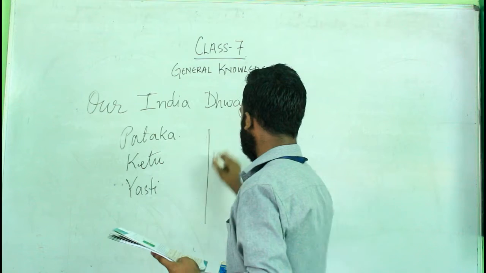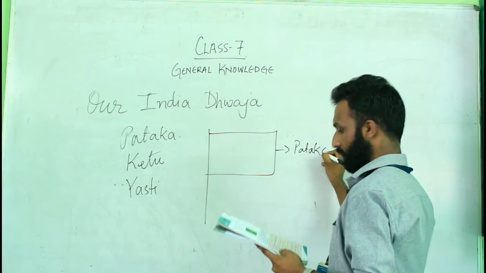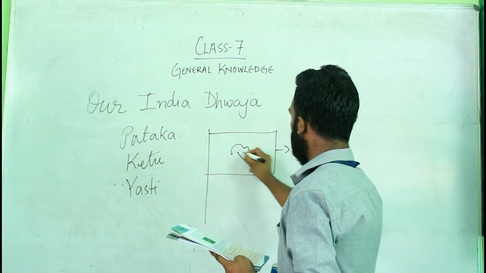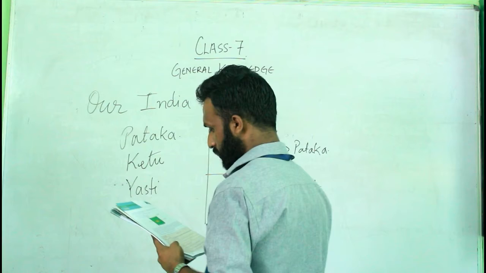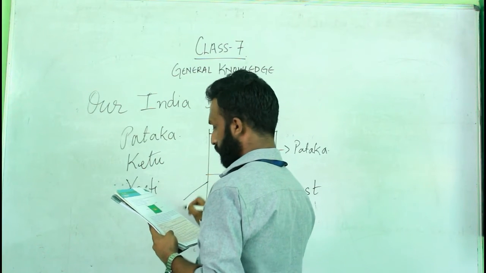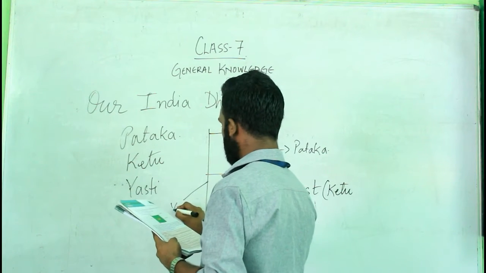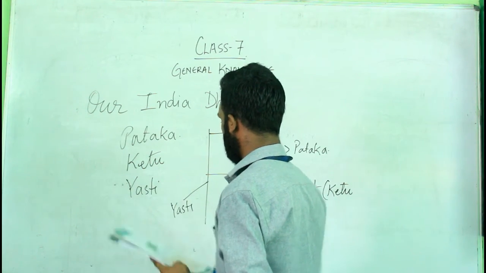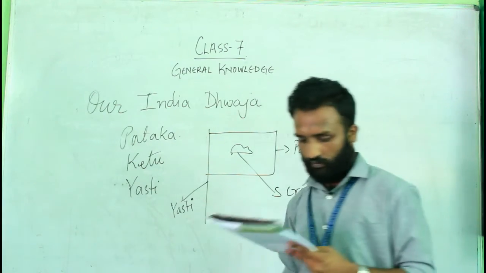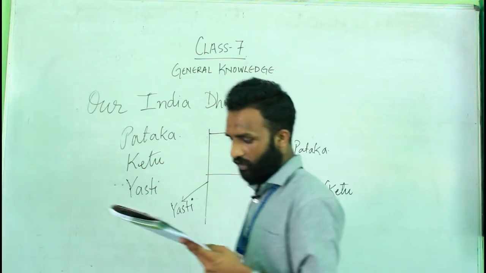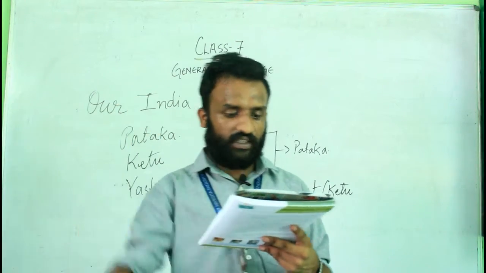Okay, so suppose this is the flag. This was the Pataka. Here, if there was any image, it was the crest, and the crest is called Ketu. So this was the explanation about the flag. Different warriors and kings had different types of flags.